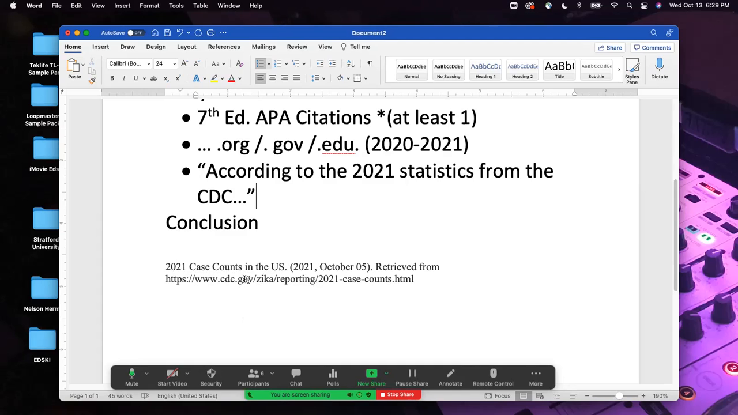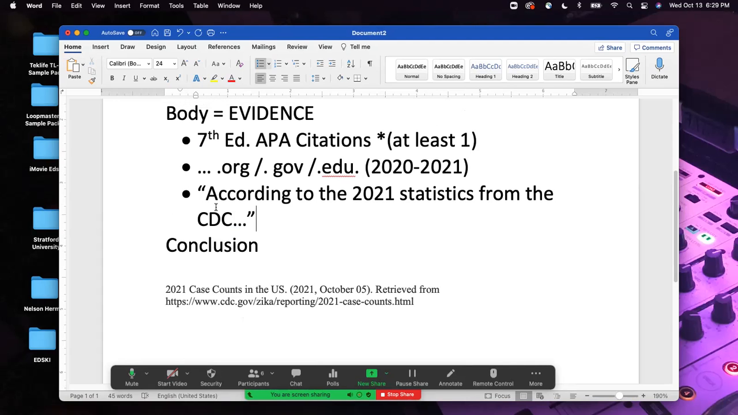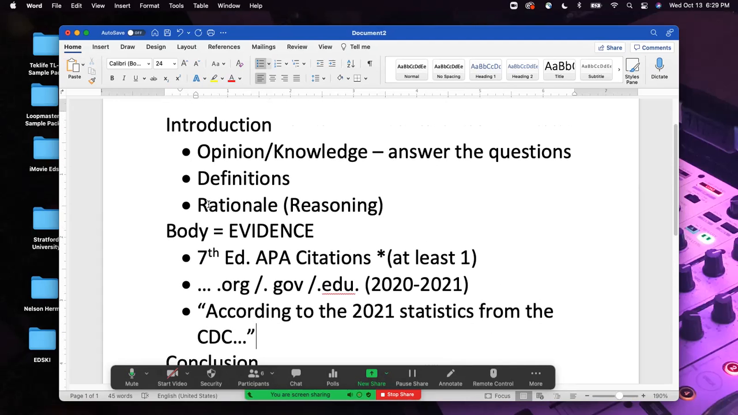It tells me the website, oh, that's legit. It tells me the date, oh, that's cool. It doesn't have any authors, but I'm all right with it because you got it from a legit source, and it's crazy new. 2021, October 5. Lovely, it was just last week they updated it. And that's how you write a college level discussion.